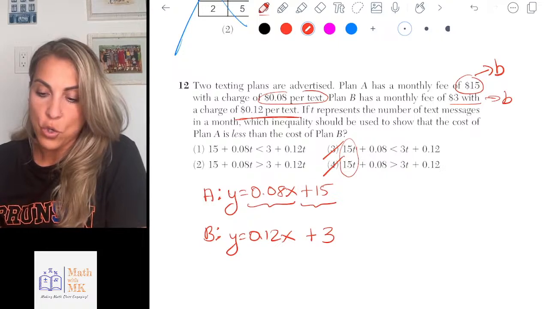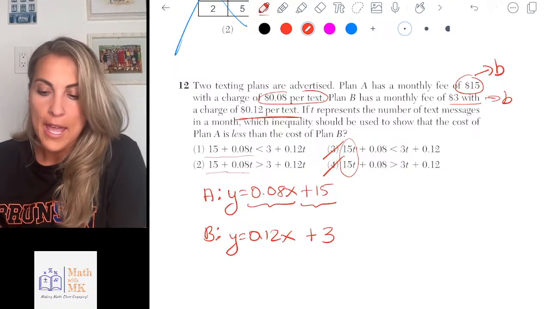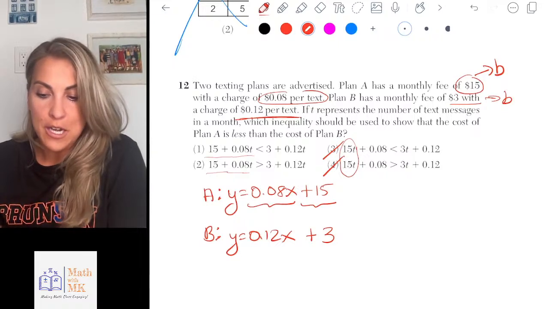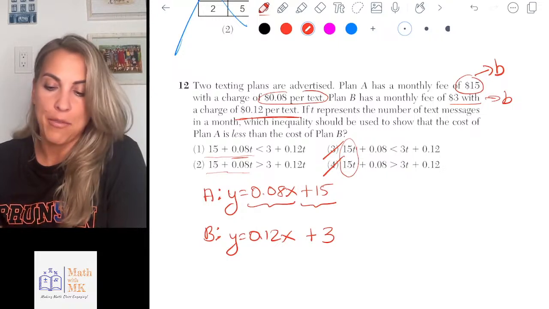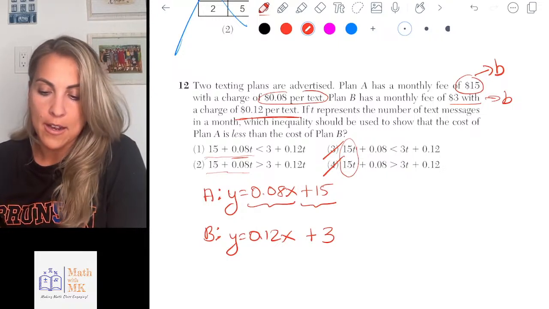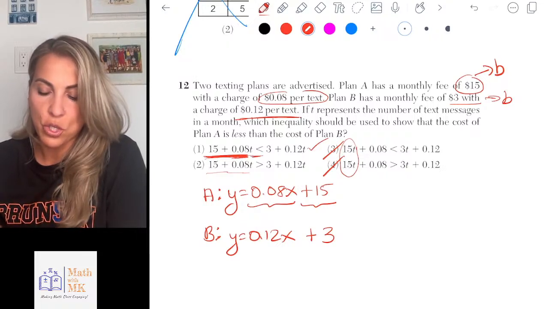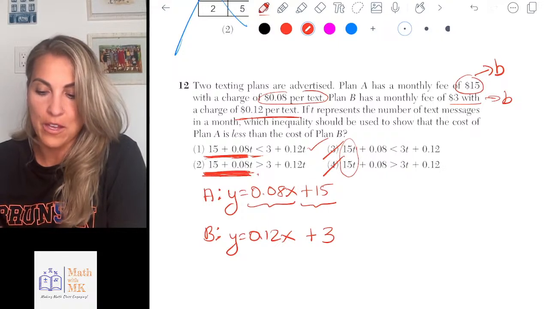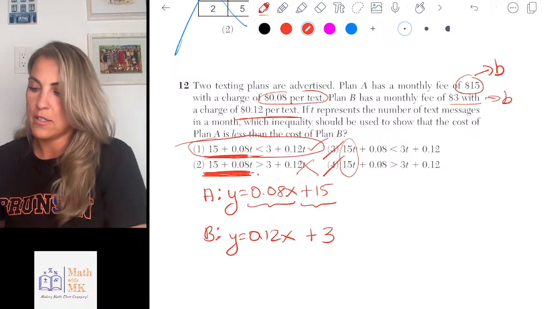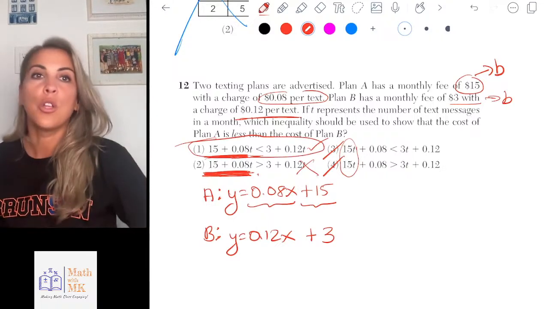Now, number 1 and 2, I see that they've got the correct expression for plan A, in the opposite order, but it doesn't matter. $15 plus 8 cents per text, right? 1 and 2 both have that. But number 1 is saying that plan A, underlined in red right now, is less than plan B. So that's correct. Whereas choice 2 is saying that plan A, which I'm underlining in red right now, is greater than plan B. So that one is not correct. So answer choice 1 is going to be our correct answer for number 12.